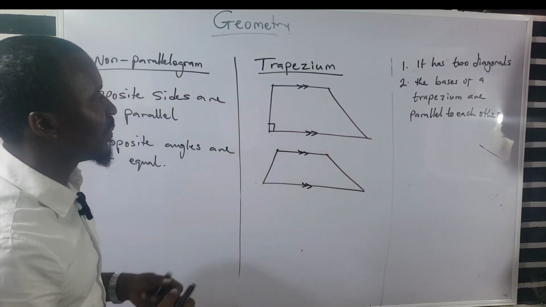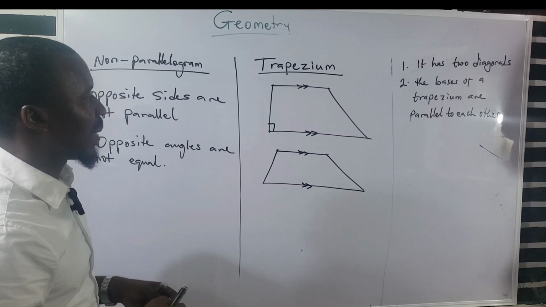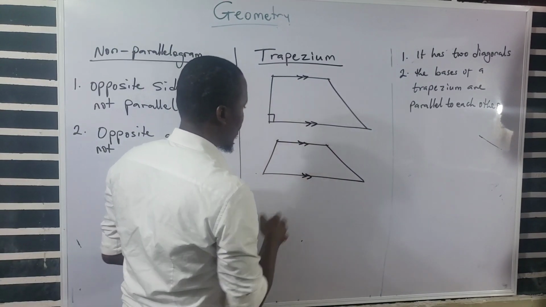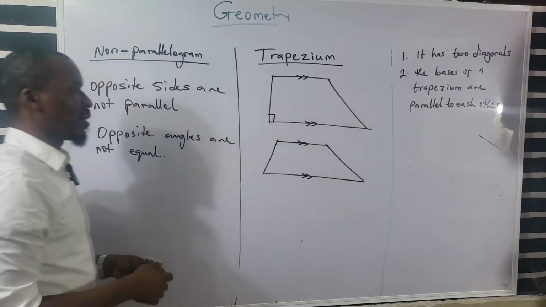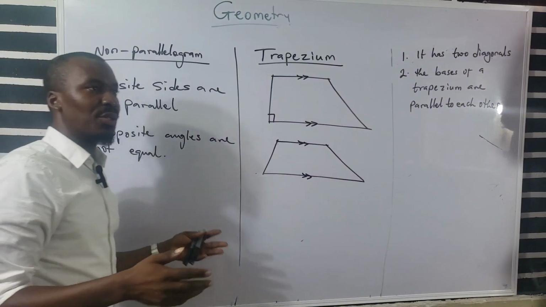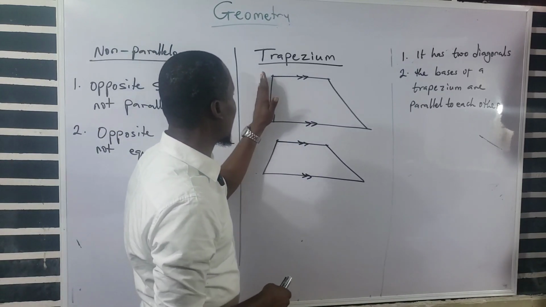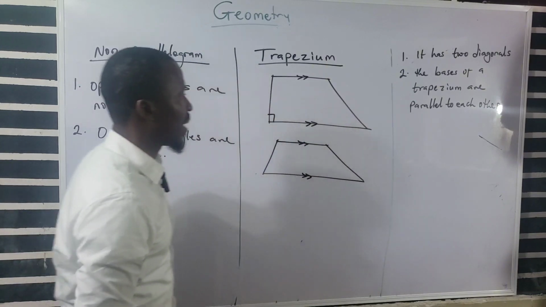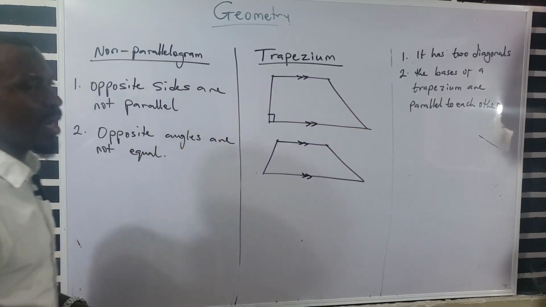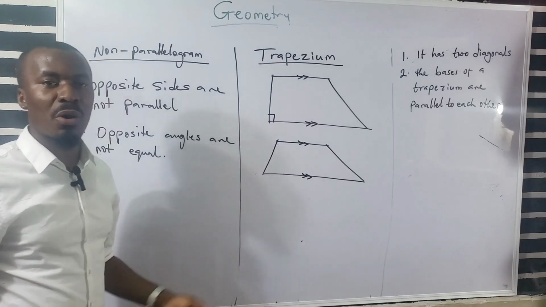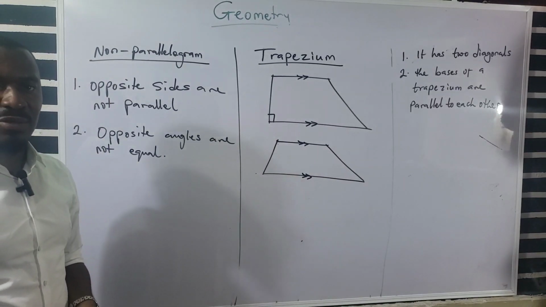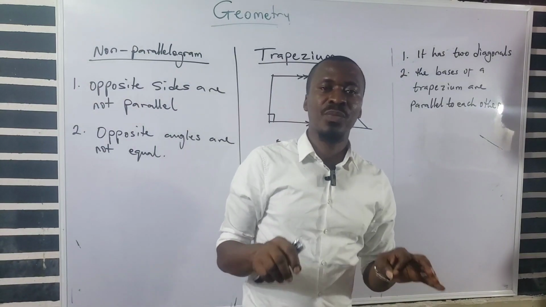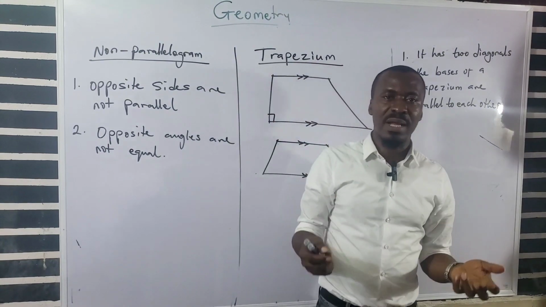Okay, so the bases of the trapezium are parallel to each other. So you can see that this line and this line are parallel. Okay, so we cannot say that all the opposite sides are parallel, because you can see that this side and this side are not parallel. Then, being a quadrilateral, it also possesses all three other properties of a quadrilateral. Okay, so this is where we are going to end the class on properties of quadrilaterals.